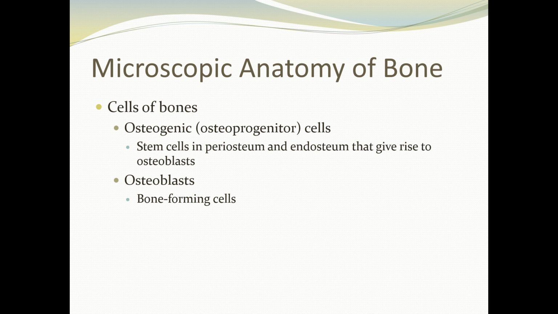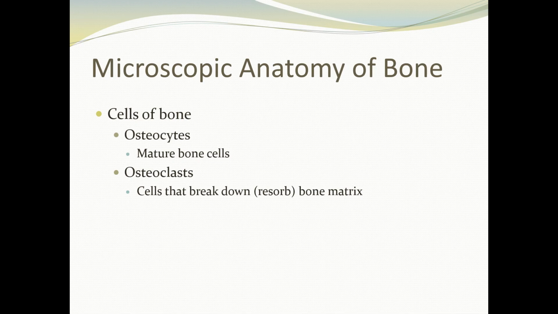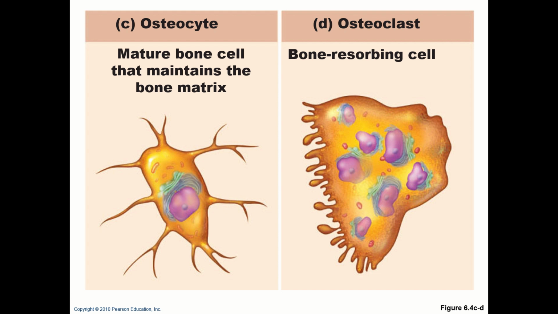There are four major cells of the bone: osteogenic cells, which are the stem cells, osteoblasts, which are bone-forming cells, and here's the picture of the osteogenic stem cell and the osteoblast. The osteocytes are mature bone cells. The osteoclasts are cells that break down and resorb bone matrix. The mature osteocyte stems from the osteogenic stem cell. So it goes osteogenic stem cell to osteoblast to osteocyte.